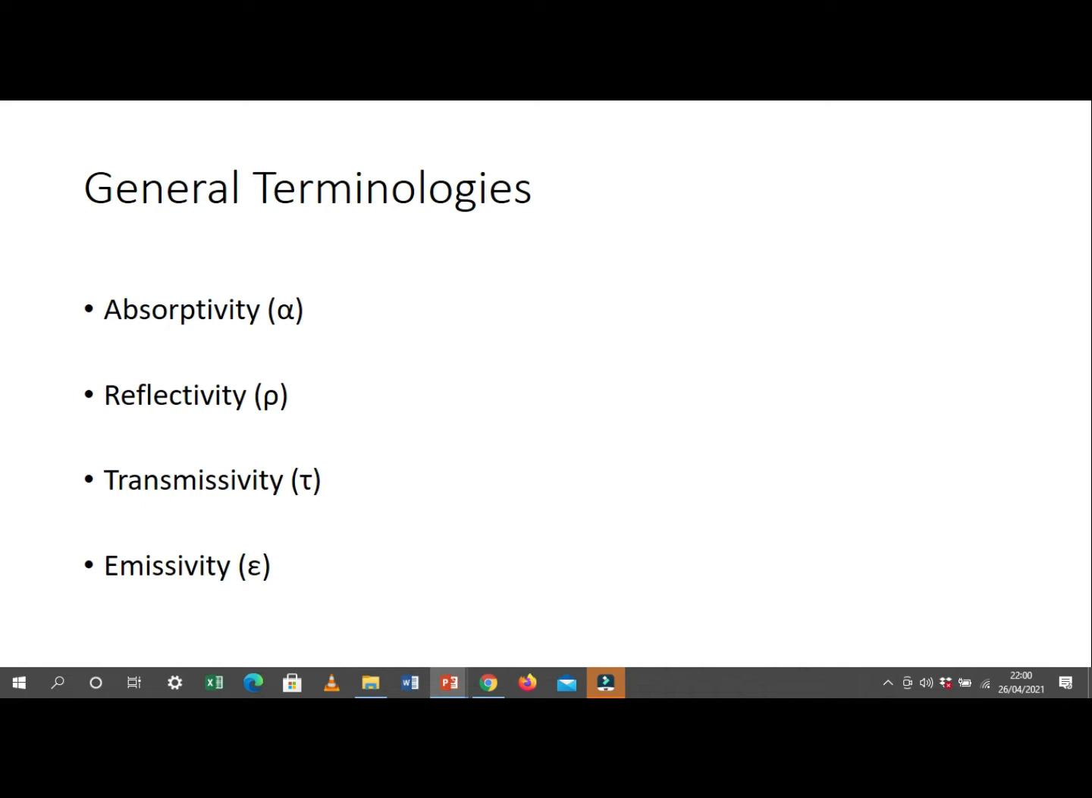Number three, transmissivity. It is represented by tau. Transmissivity is a measure of how much radiation will pass through the object. Number four, which is known as emissivity. Emissivity is represented by epsilon, and it is a measure of how much thermal radiation a body emits to its environment. The details of all the terminologies will be explained in the upcoming lectures.